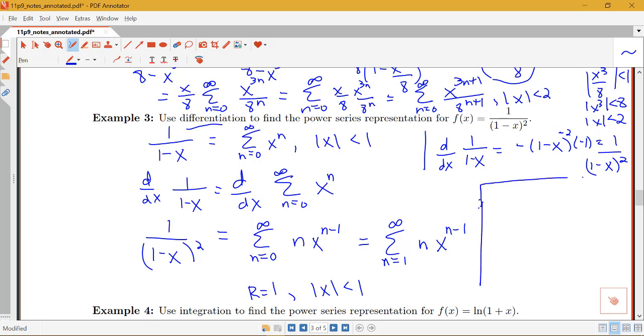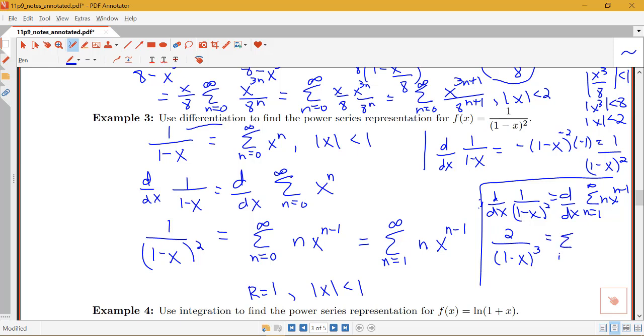And I just want to note that you could keep doing this. You could do this a second time if you wanted to find the second derivative. So we could do the derivative of 1 over 1 minus x squared equals the derivative of the sum from n equals 1 to infinity of nx to the n minus 1. Our derivative of this is going to be -2 times 1 minus x to the -3 times -1, or 2 over 1 minus x cubed. And that will be equal to the derivative over here, which is the sum from n equals 1 to infinity of n times n minus 1 times x to the n minus 2.